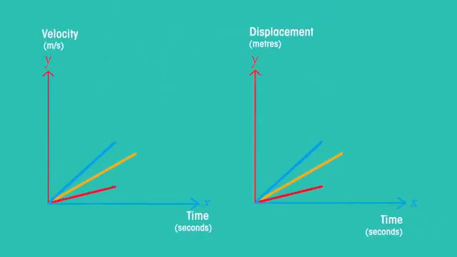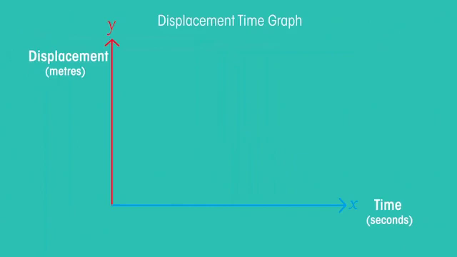Sometimes we need to plot an object's journey over time. To do this, we use displacement time graphs and velocity time graphs. Let's have a look at the displacement time graph. Notice how time goes on the horizontal x-axis at the bottom, and the displacement goes on the vertical y-axis. Time nearly always goes on the x-axis, and then what you're measuring. So the displacement in this case goes on the y-axis.